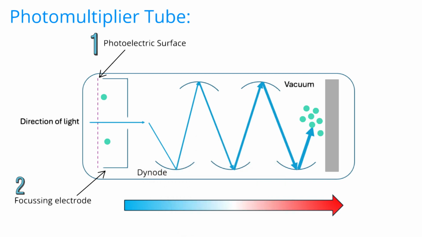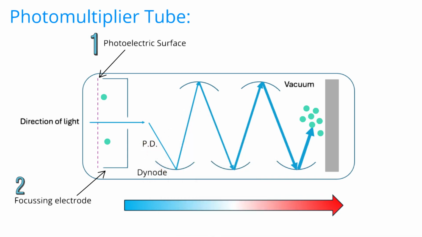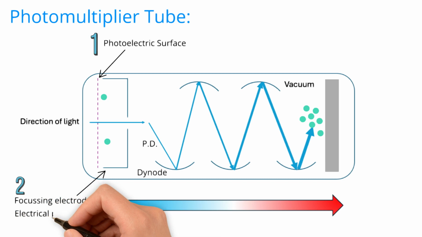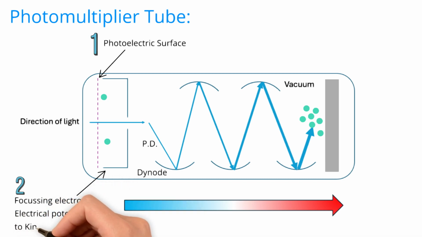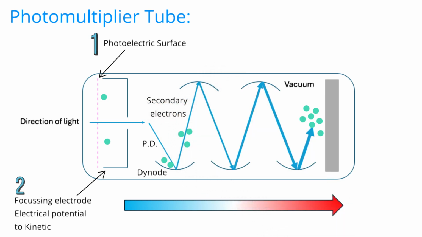The acceleration occurs due to there being a high potential difference, usually 90 to 100 volts, in the vacuum between the focusing electrode and the first dynode. Electrical potential energy is converted to kinetic energy and the electrons speed up. The dynode is a photoelectric material where the focused accelerated electrons provide an energy equal to or greater than the binding energy of the electrons within the first dynode. This causes a secondary emission of electrons from the first dynode, step 3.